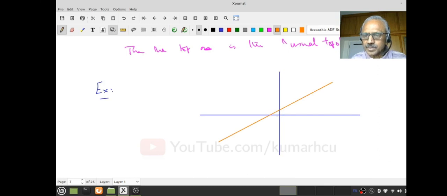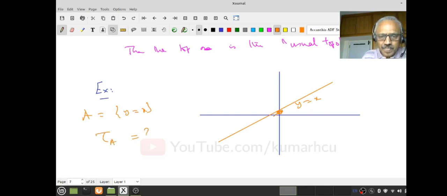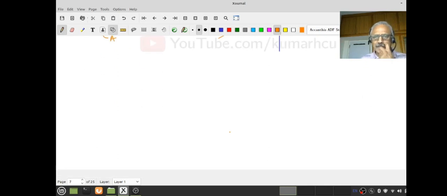Okay, this is supposed to be the y equal to x line. Okay, y equal to x line. My A is the y equal to x line. What is tau A? This I leave as an exercise. These are all very easy. Please do that.